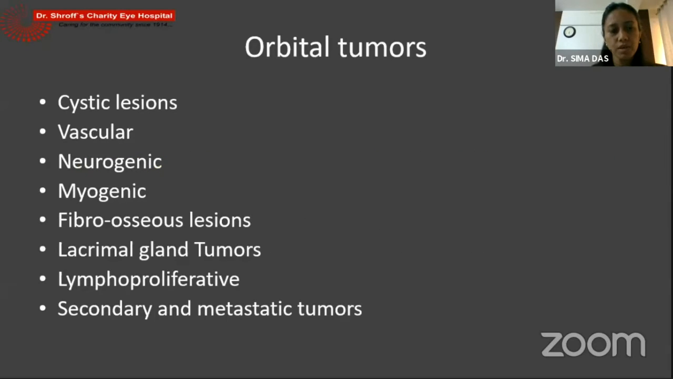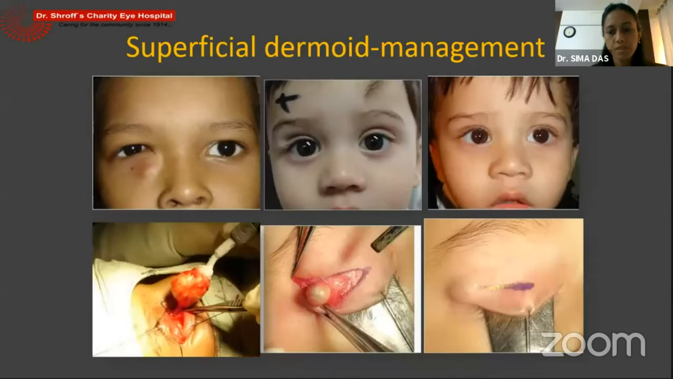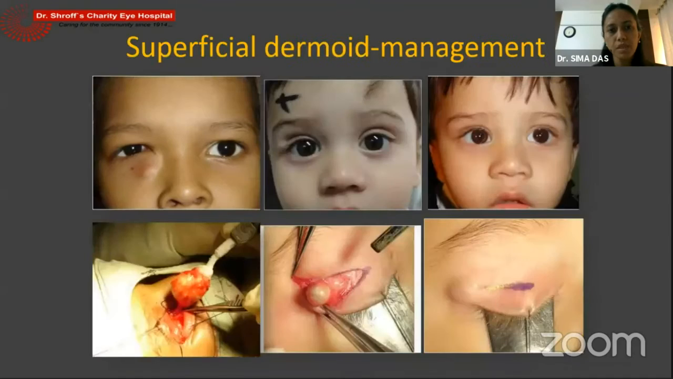So we all know the classification. It can arise from any structure in the orbit, right from the blood vessels, from the glandular structures, muscles, and these are the kind of lesions that we commonly see, the benign ones, the dermoid cyst, the external ones, which could be in any location, the external angular being the commonest one. It can be internal angular, can be in the inferior orbit. Sometimes it can be deep down into the orbit also.